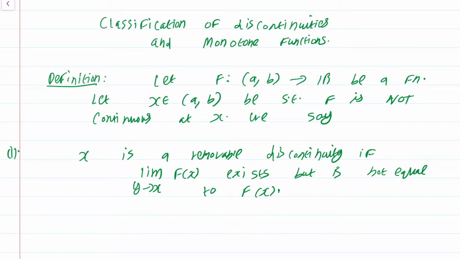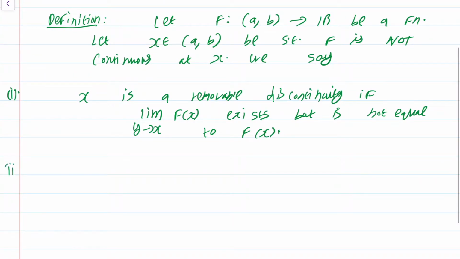Well, it's obvious why it is called a removable discontinuity. If we redefine f(x) to be this limit value, the limit as y goes to x of f(y), then obviously you end up with a continuous function. So in some sense, this function f has a fake discontinuity at the point x. It's not really discontinuous at the point x. The way that function has been defined at the point x is what is making it discontinuous. So redefining that function at just that one point is going to fix the issue. So that's why this is called a removable discontinuity.